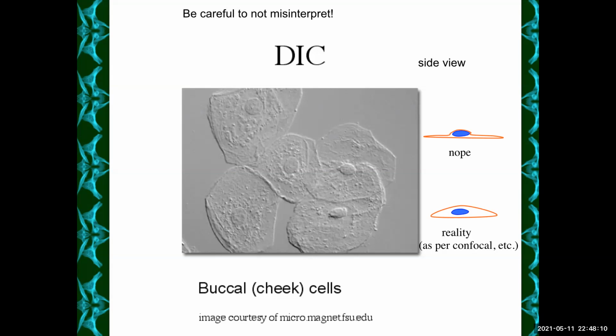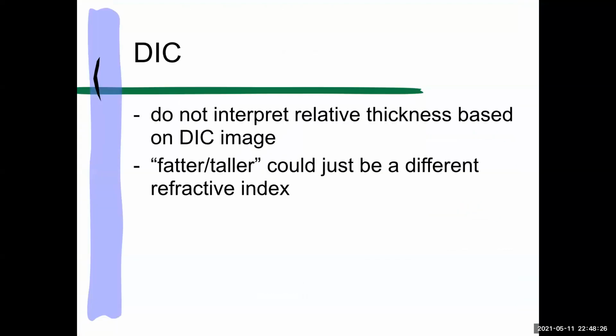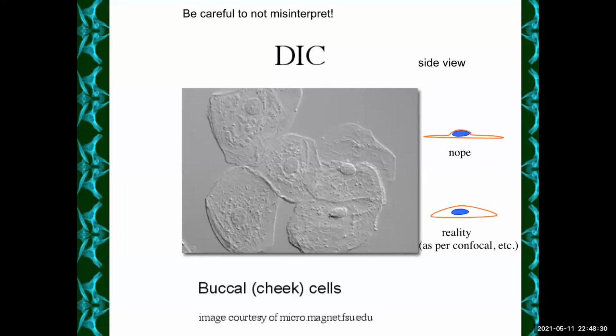So here's a side view of these cells. It looks like the nucleus is kind of bursting out and taller than the rest of the cell, but the reality is the cell surrounds that nucleus, and the nucleus is not fatter than the rest of the cell. Why does it look like that? Well, what it's telling you is that the thing that looks fatter is either fatter or it has a different refractive index.